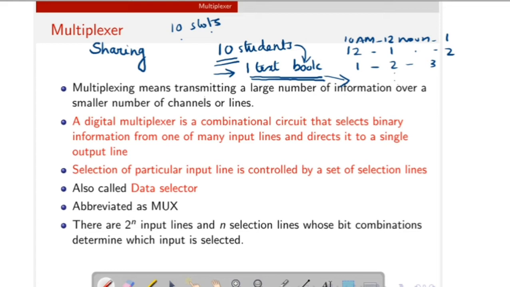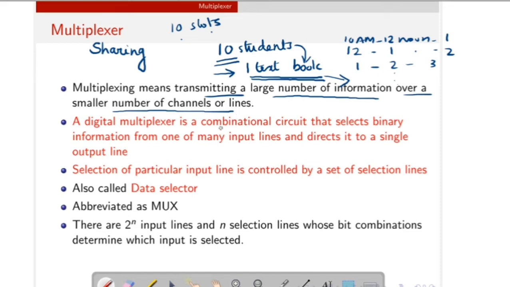That means transmitting a large number of informations over a smaller number of channels or lines. So here students are the large number of informations and the textbook is the channel. And in the case of the computer, peripheral devices are the informations and the communication bus is the channel. So a large number of informations over a smaller channel. That is called multiplexing. Okay.